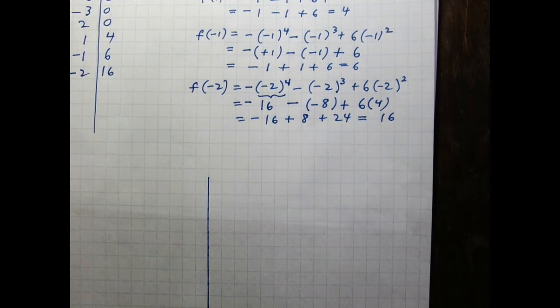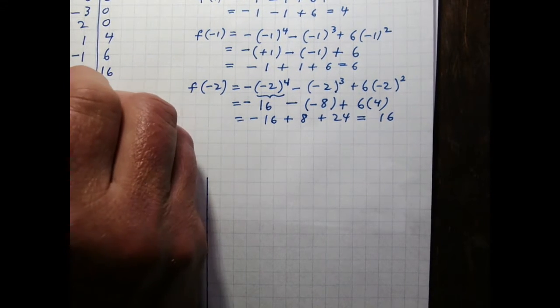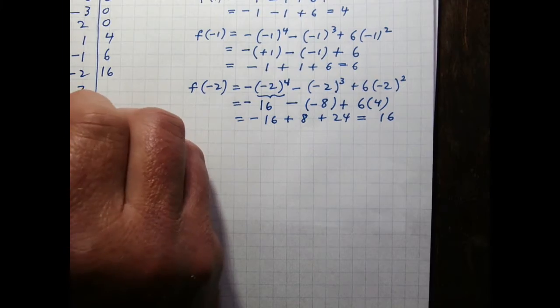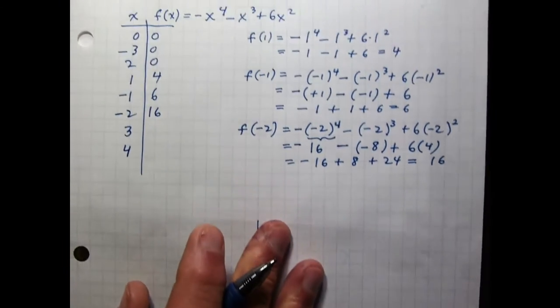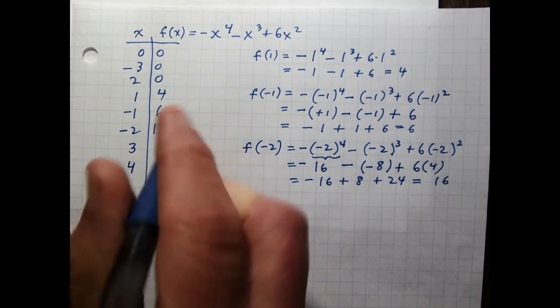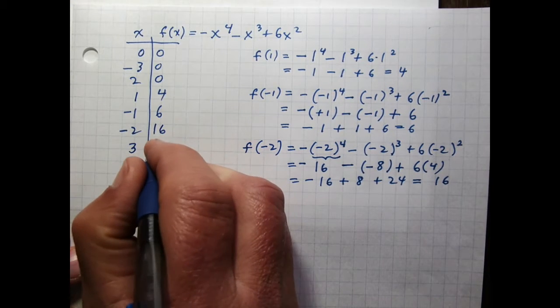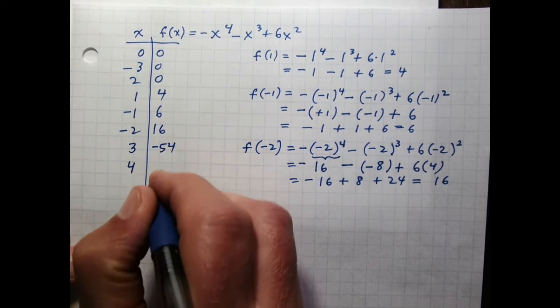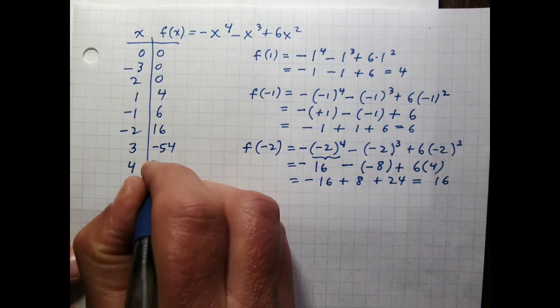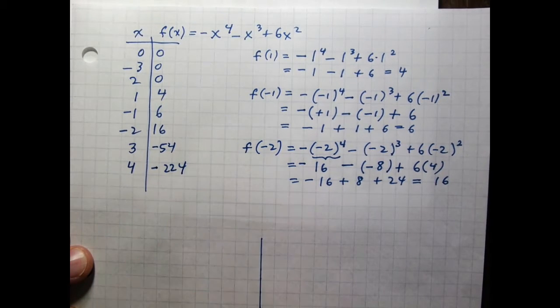And I'm not going to write out these calculations, but I did a couple more ahead of time on my own, and you can check these values. f of 3 is negative 54. f of 4 is actually negative 224.